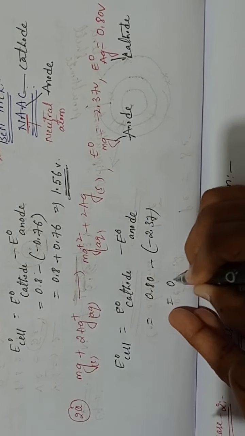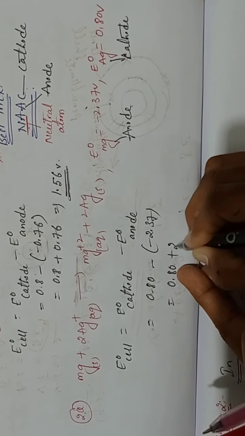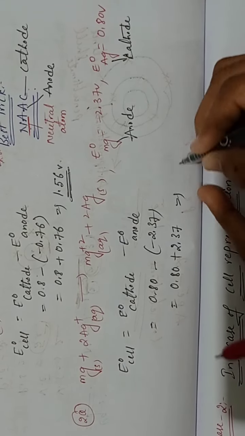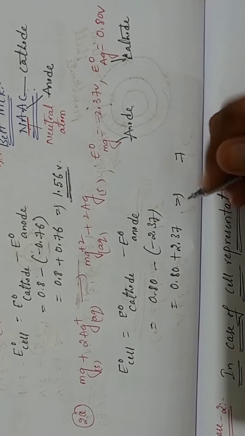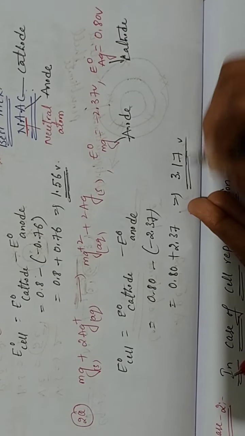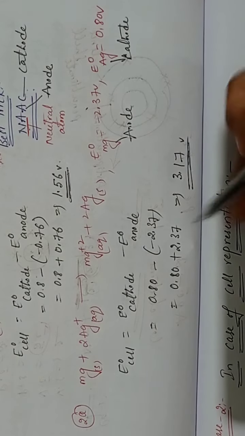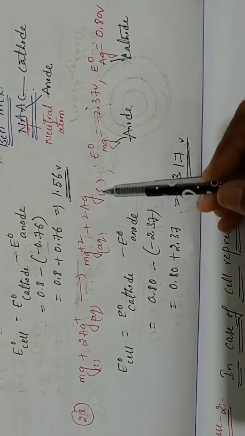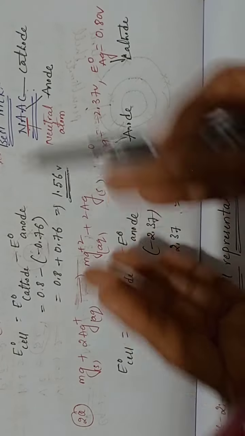So this value is 0.80 plus 2.37. How much, students? 8 plus 3, 11. So it is 3.17 volts. Clear? This is the EMF of the cell. This is the cell reaction. So this is case 1, students.